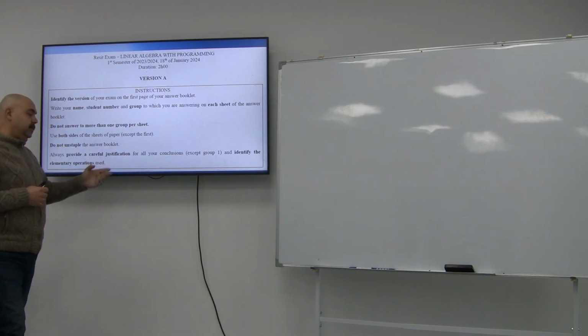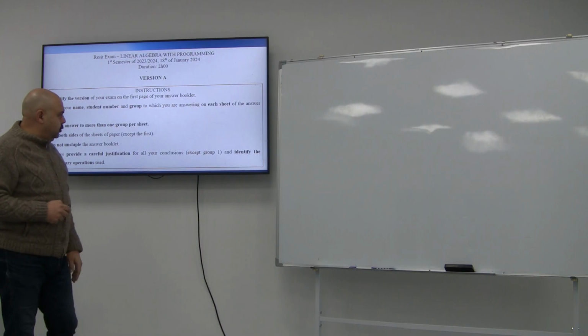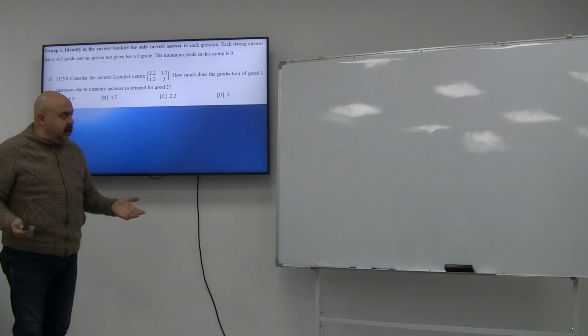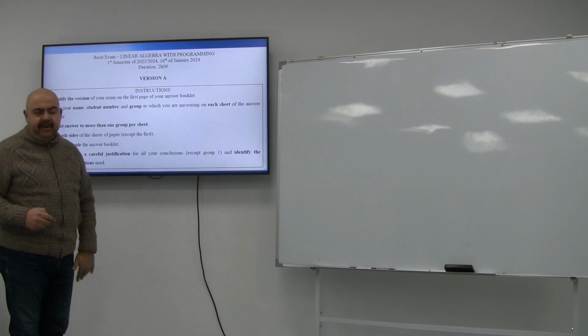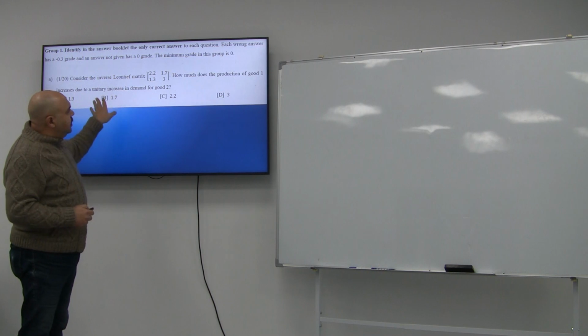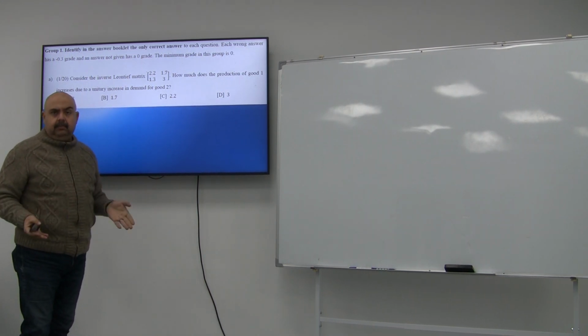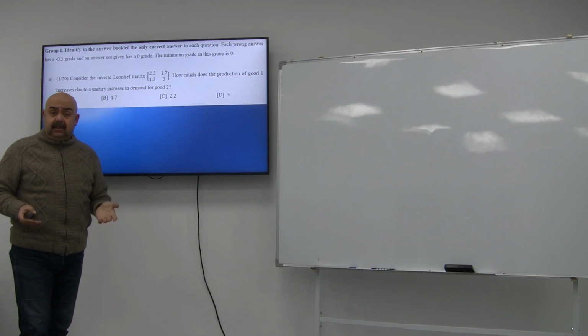Don't unstaple the answer booklet, and so on. You know all of this. Always provide a careful justification for all your conclusions, except group one, which is a multiple choice, so you can answer it without the details. But I would prefer, if you like to write anything about any question, just use the paper with you. I want to look at it, okay?